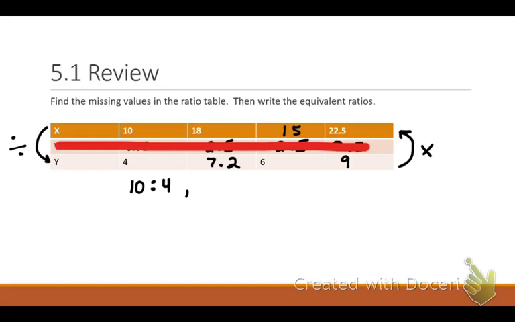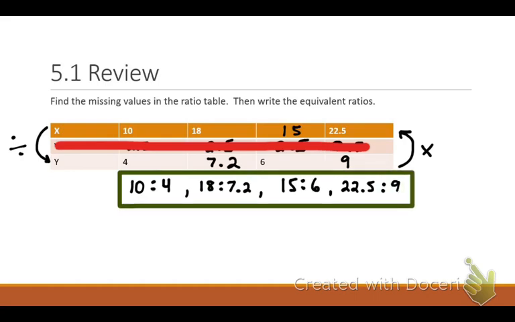Talila, what's the next one? 18 to 7.2. Brayden, what's the next one? 18 to 7.2. Okay, we just did that one. What's the next one? 15 to 6. Good job. And Trenton, the final one. 22.5 to 1. Very good. Okay, then box that in, guys. Those are our equivalent ratios.